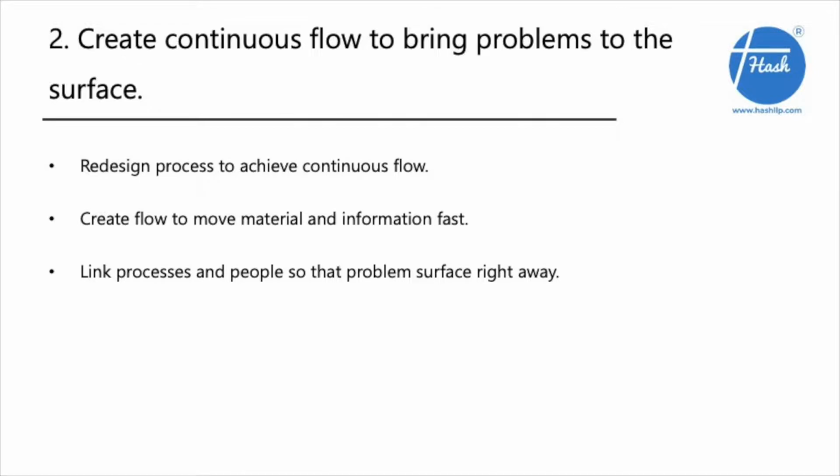When we come to the processes, the second principle is creating continuous flow to bring problems to the surface. If you look at the Toyota Way or Lean manufacturing itself, the fundamental idea is creating continuous flow so that problems come to the surface. Why do the problems come to the surface? Because we are reducing the WIP. So obviously the problems will come out, and then we can find solutions to solve those problems. So the idea is to redesign the process to achieve continuous flow, create flow to move the materials and information fast, and link processes and people so that the problems will come out, right? So this is the first step in process.